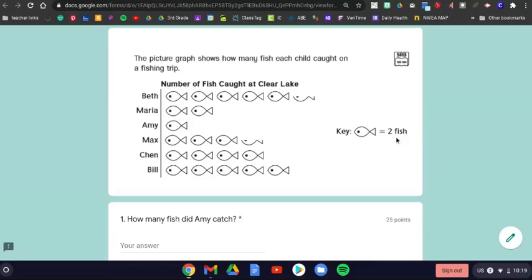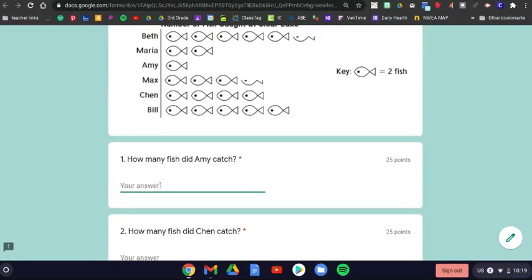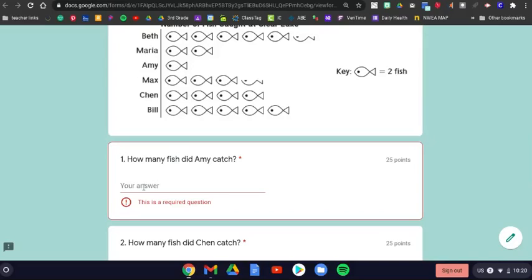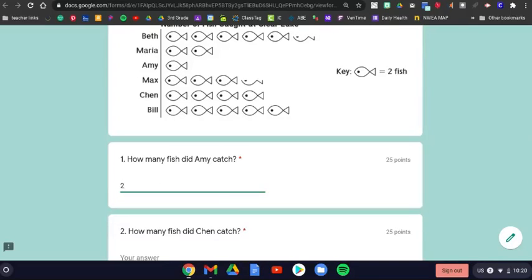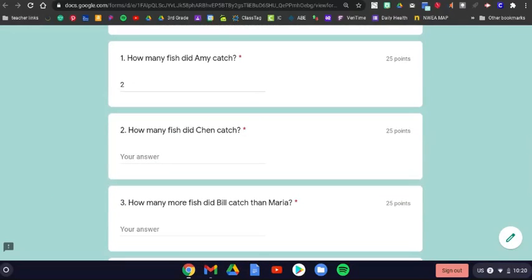Here's your key that gives you the information that you need. Then you have questions to answer. Number 1, it's a short answer so you can show us what you know. It's not a multiple choice where you just click the bubble that sounds the best. How many fish did Amy catch? I'm going to go up to Amy. I'm going to see that there's 2 fish. I'm going to click on the 2. I'm going to click in the blue, and I'm going to scroll down.